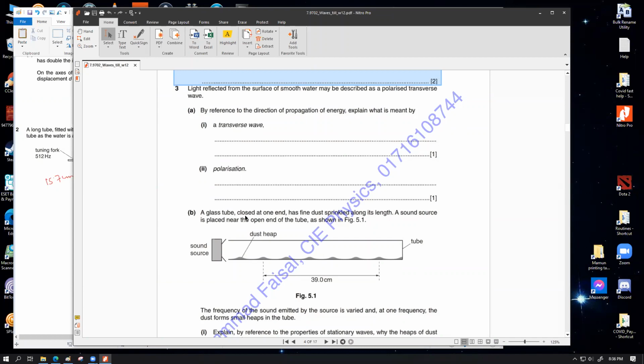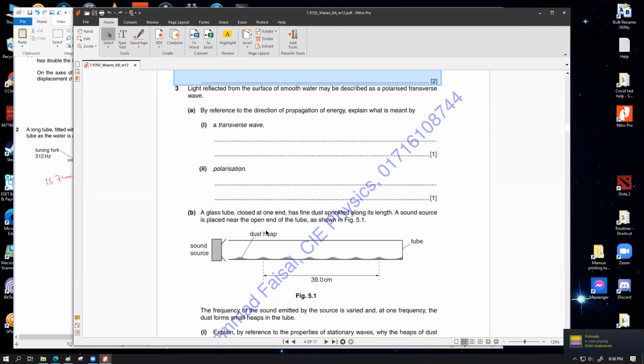This is actually a case of a stationary wave produced along the length of the tube. The idea is very simple. Initially, the question says, have a look, the glass tube closed at one end has fine dust sprinkled along its length. So initially, the height of this dust around the entire tube was uniform, a uniform thickness of fine dust sprinkled along the whole length.